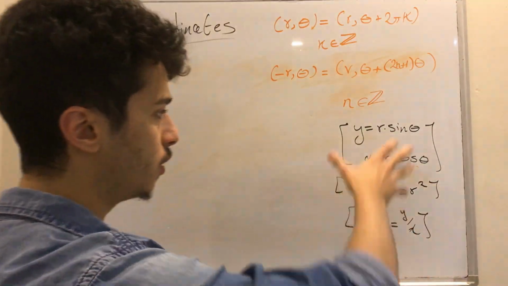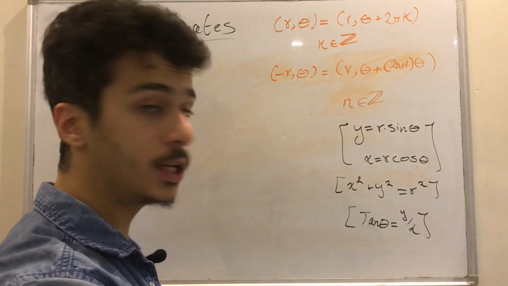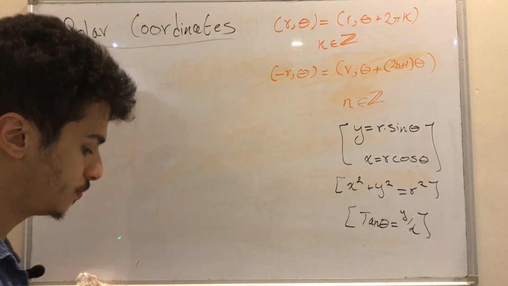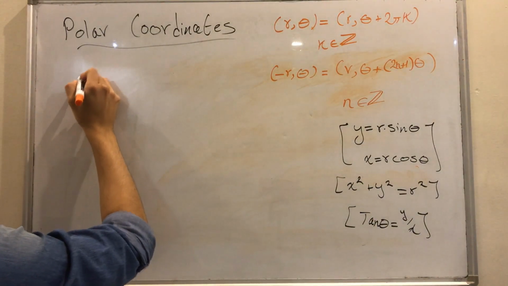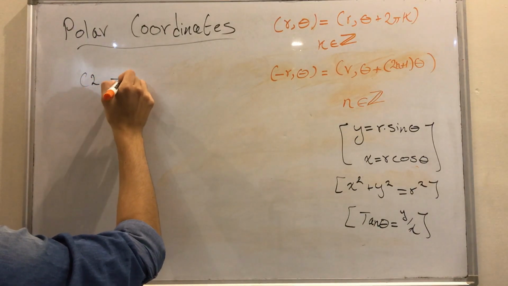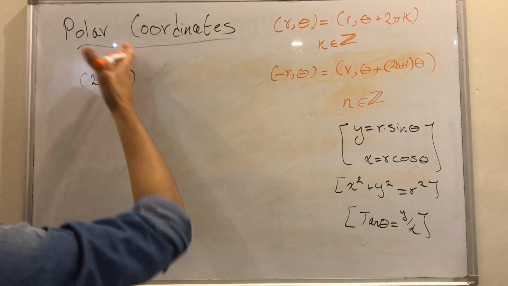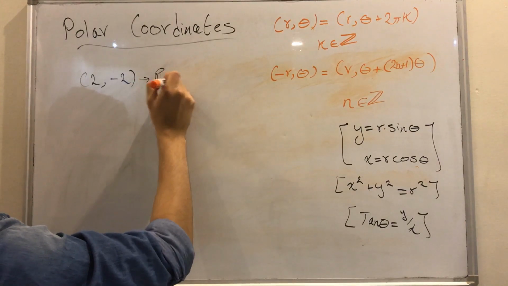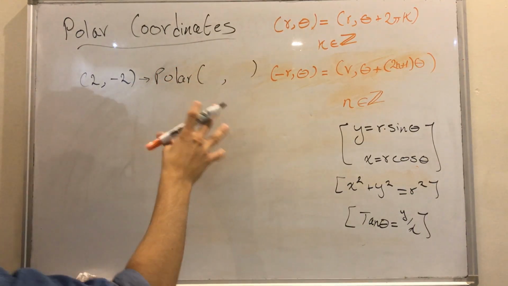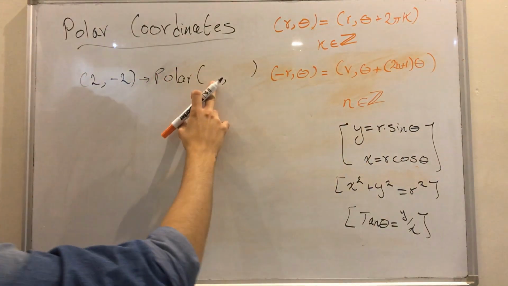Okay, now that we've learned of this connection, let's try an example and see if we can apply it. Say we have the rectangular coordinate (2, -2), and I want to change it into polar coordinates. So we need to figure out two things, r and theta.